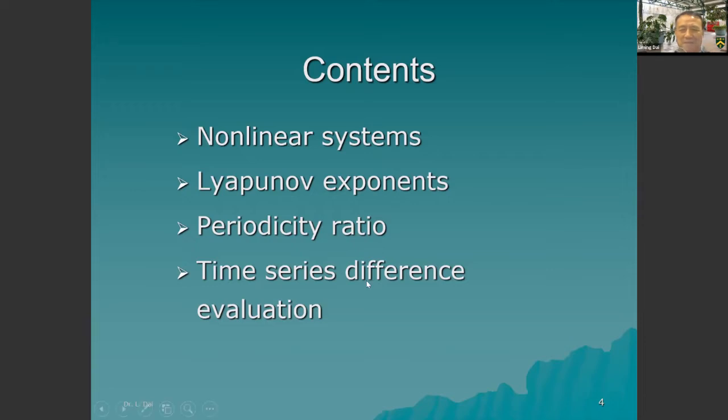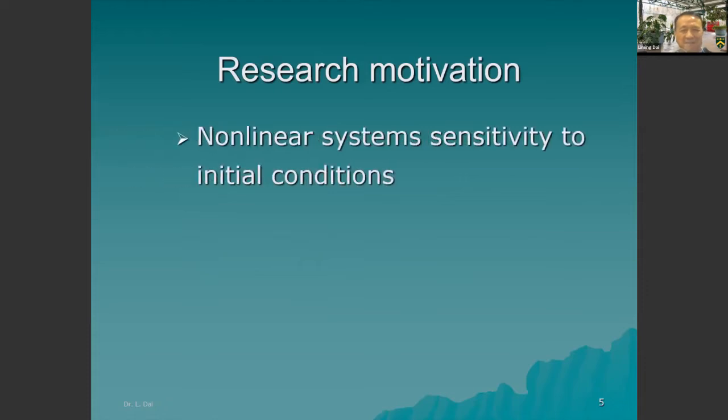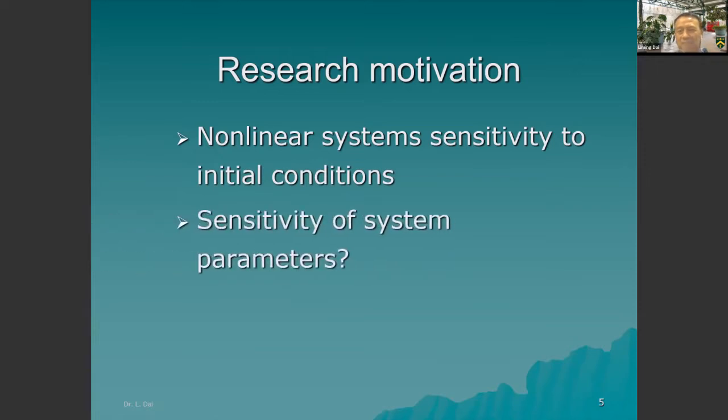Now I'm introducing a new method, which will measure the sensitivity of a dynamic system to system parameters, and which is totally new. I hope you would be interested in this area. I'm excited about the results. The sensitivity, as I said, can be considered as sensitivity to initial conditions, which is common. Now I'm talking about the sensitivity to system parameters, and for any nonlinear or linear dynamic systems, there are system parameters.